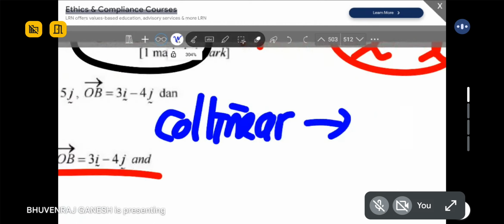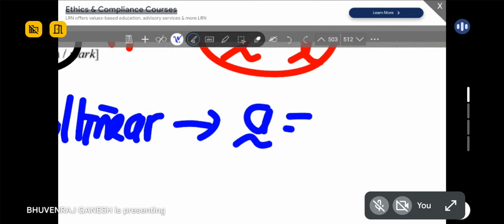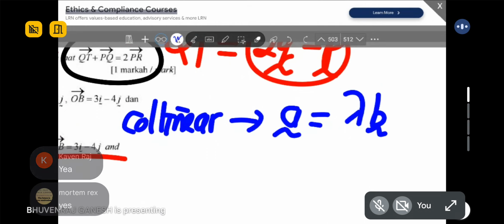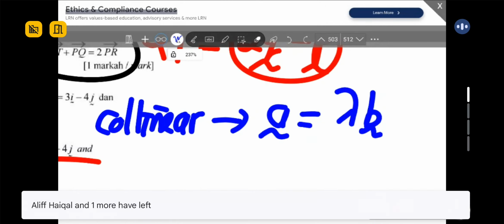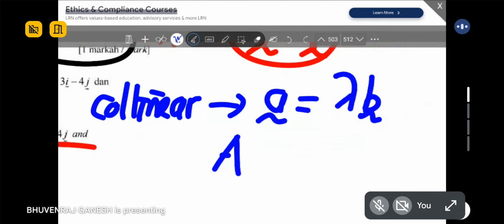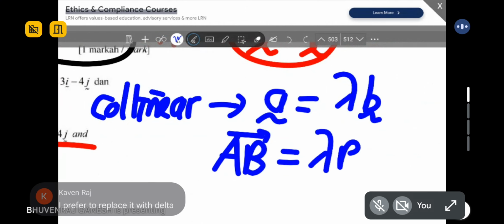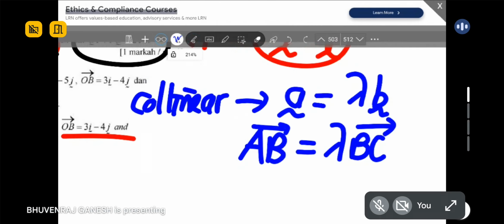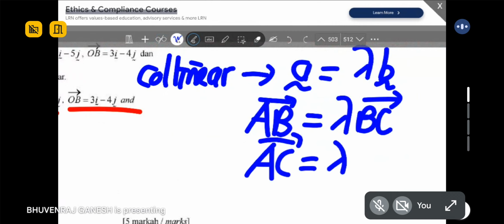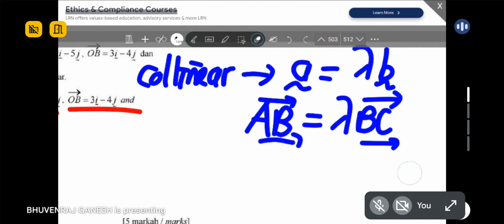Okay, so the format is like this. A equal to lambda B. Have you guys seen this? Pernah nampak? In Form 4 Maths, you might have seen this formula. A equal lambda B. So this is the formula for collinear, segaris. Okay, so it means that your points here are A, B, and C, right, guys? So I can just say AB equal to lambda BC. Am I right? AB equal to lambda BC. So you can say like this, or you can also write AC equal to lambda AB. Anyway, apa-apa cara tulis pun betul. It is correct. So you just need to choose one. Pilih satu saja.